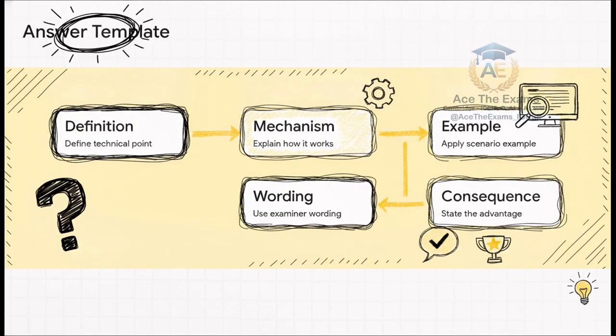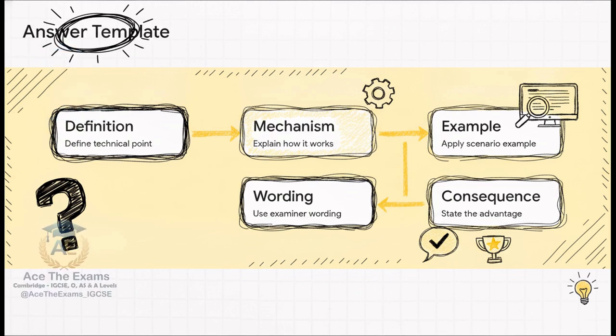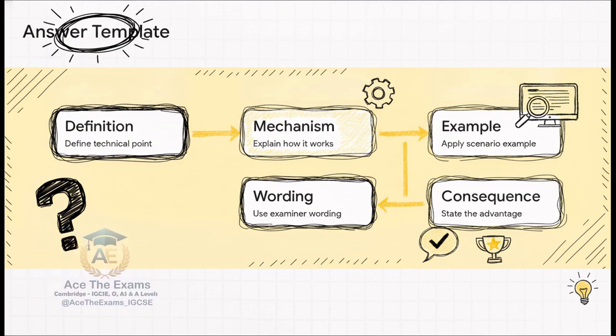You really want to memorize this exact answer template for your written questions. Start with the definition, followed by the mechanism, then the scenario example, the consequence, and finally wrap it up with that precise examiner wording. Always remember this golden rule: 1 mark usually equals 1 distinct technical point. Using this template completely prevents that dreaded waffling trap that so many students fall into when they're unsure, where they just repeat the exact same point using slightly different words, hoping the examiner might just give them an extra mark. It doesn't work.